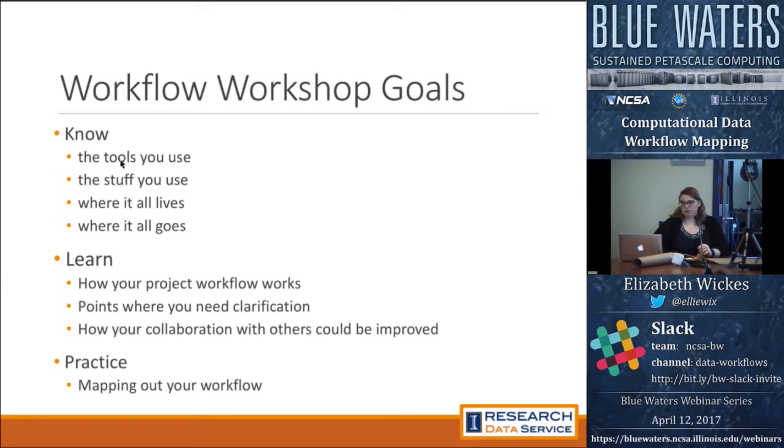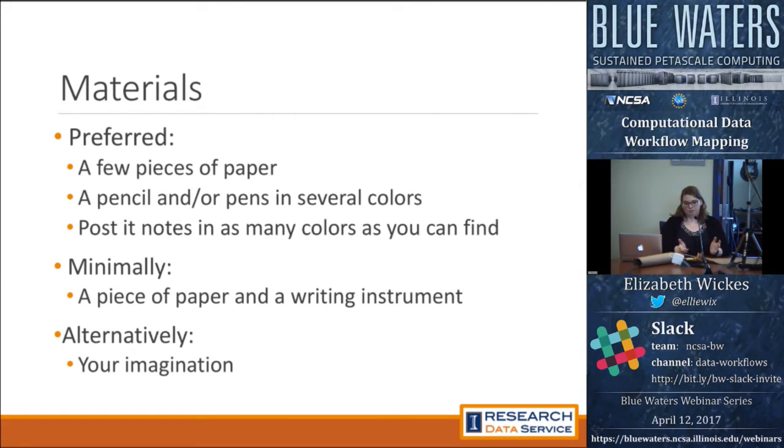Then we're just going to work through the materials. Preferred, if you've got them, are a few pieces of paper. You can just get a regular piece of paper and draw squares. Something to write with, pen, pencil, whatever. If you've got several colors, we can probably make use of that. And if you've got Post-it notes, several kinds, maybe I'm the Post-it note nerd and have a bajillion Post-it note colors. If you don't, use what you've got. If you only have a piece of paper and a writing instrument, we can make that work. You can always just use your imagination and sip on your coffee and continue to wake up, because it was maybe a little early for some time zones.